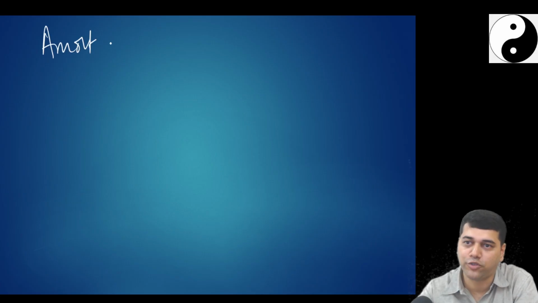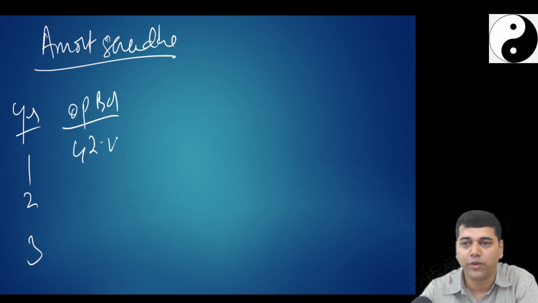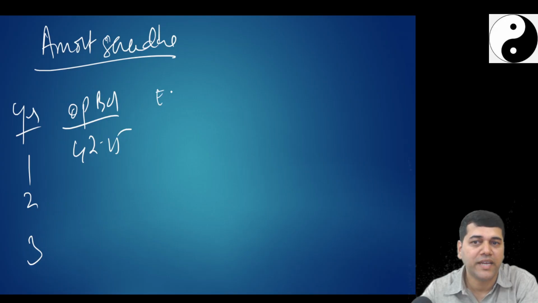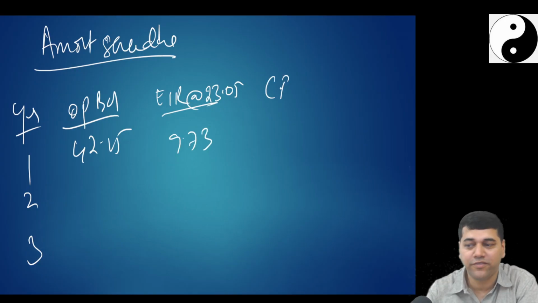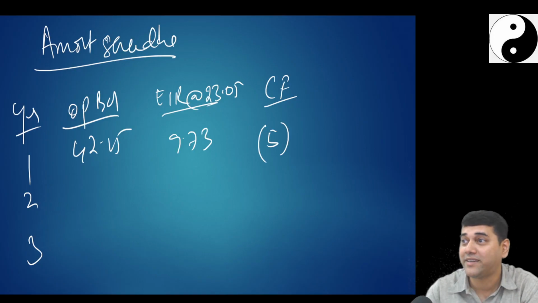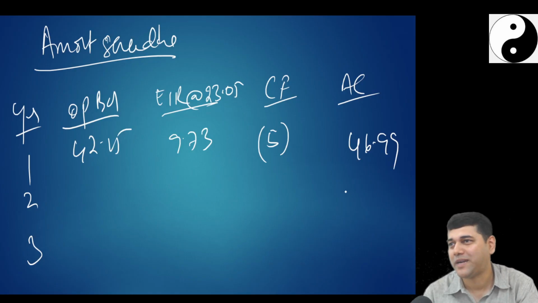Last. This is the last question, okay? Then we'll continue tomorrow. Year 1, 2, 3. What is my opening balance? 42.25. What is my EIR? 23.05, not 20, because you have adjusted here. 9.73. What is your CF? 5, contractual coupon rate. Amortized cost 46.9. You understand now how much practice is required?